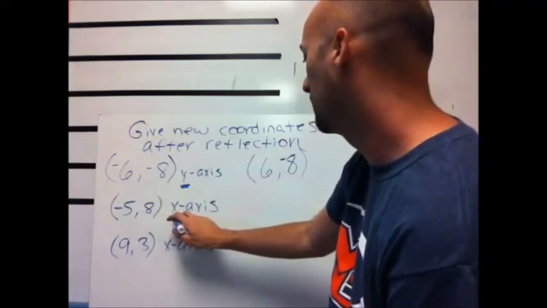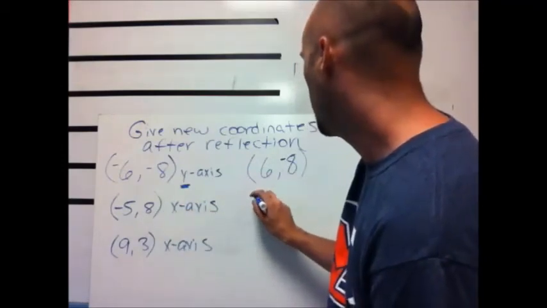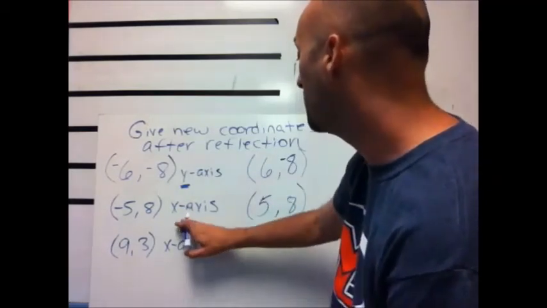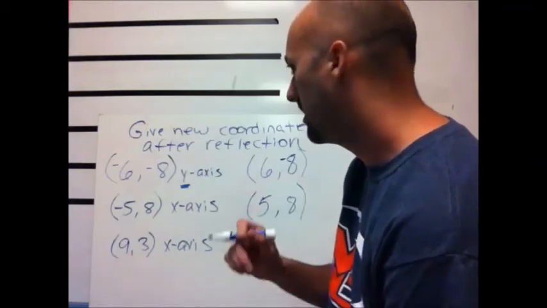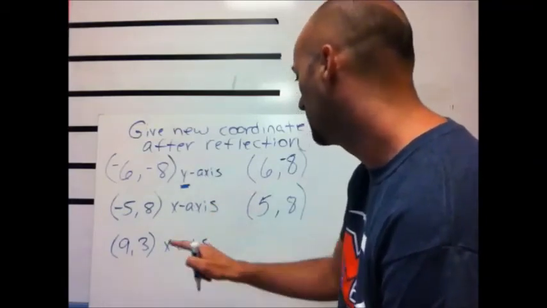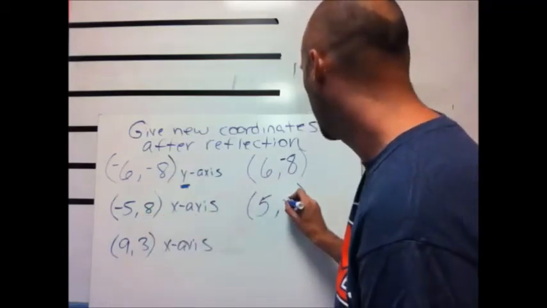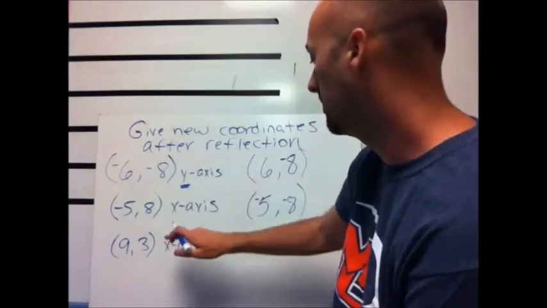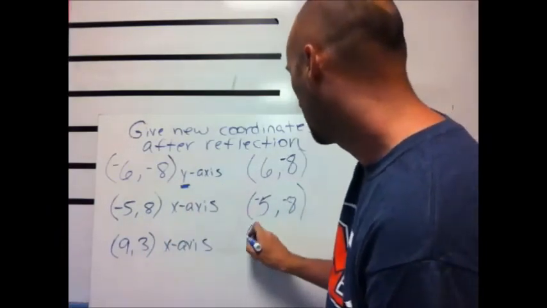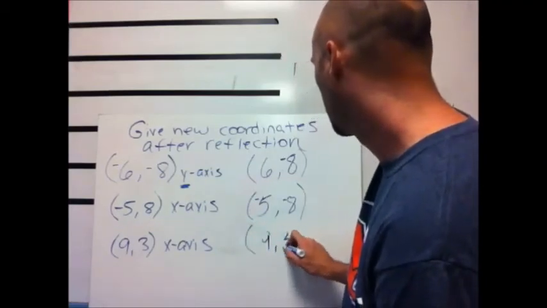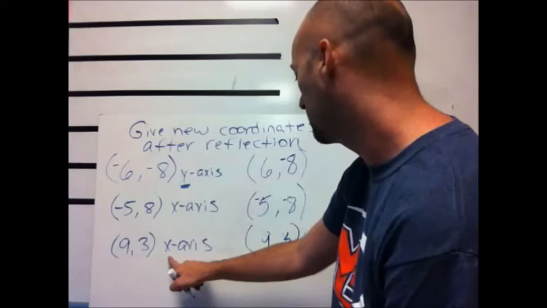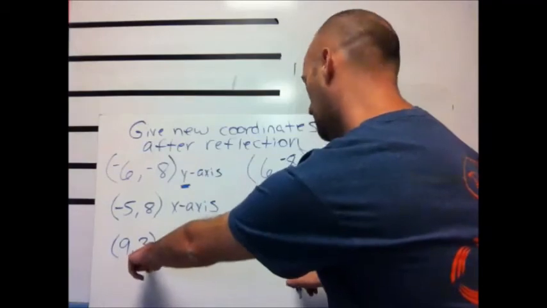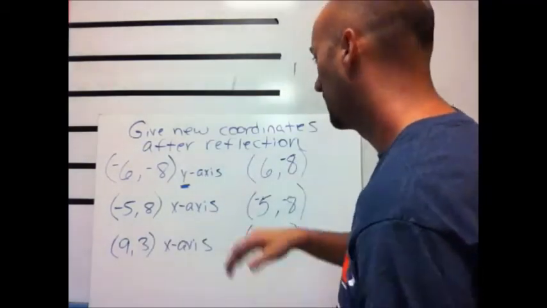All right, so let's go down to here. -5, 8. Well, again, I know the absolute values are going to stay the same. So I know those two numbers are going to be there. I'm going to reflect the x-axis. X-axis reflected, y changes. So I need to make this +8 into a -8, and this -5 is just going to stay the same because it's not going to change. X-axis, change the y. Last one, I'm going to reflect the x-axis, which means my x will stay the same. In this case, that's okay. My y will change to the opposite. Make that a negative.